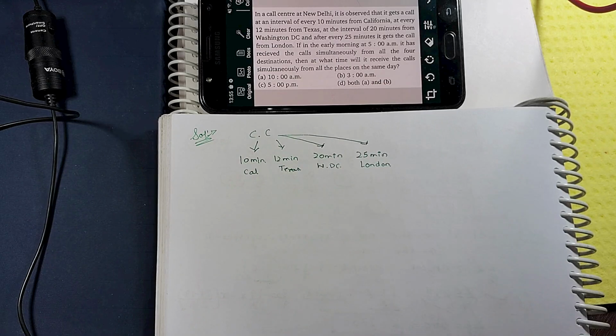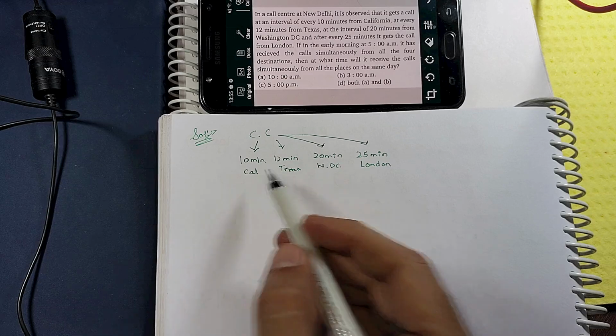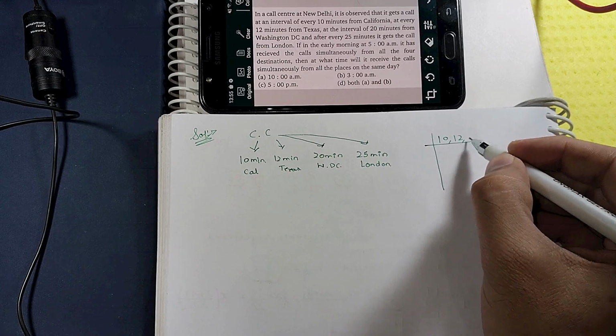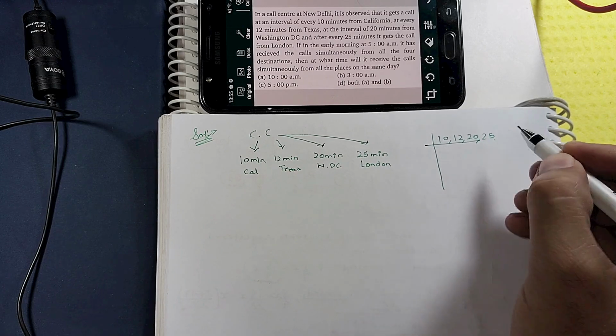If in the early morning at 5 a.m. it has received the call simultaneously from all the 4 destinations, then at what time will it receive the calls simultaneously from all the places on the same day? So basically what we need to do over here, we need to find the LCM of these. So we'll first find the LCM. So this is 10, 12, 20 and 25.